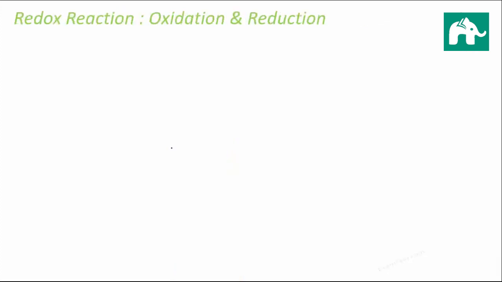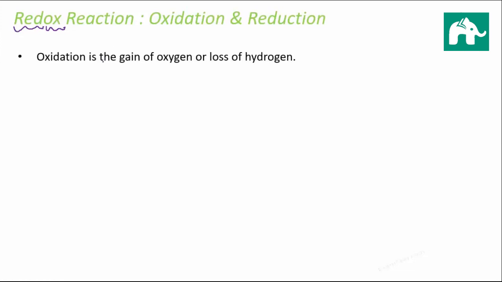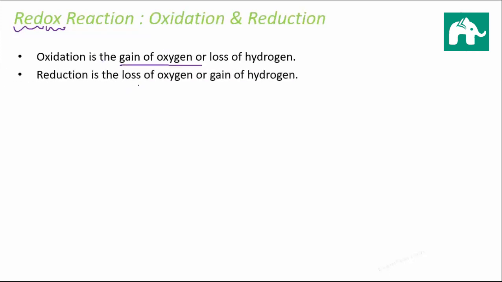The next reaction that we want to discuss is redox reaction. Redox, reduction, oxidation. So what is reduction and what is oxidation? So oxidation, as the name suggests, that means oxygen is getting added, that is gain of oxygen. Reduction, that means loss of oxygen. Very simple to remember. Oxidation is gain of oxygen, reduction is loss of oxygen. Now if you have to explain it in terms of hydrogen, so gain of oxygen actually means loss of hydrogen. So you can say oxidation is loss of hydrogen and reduction is gain of hydrogen.